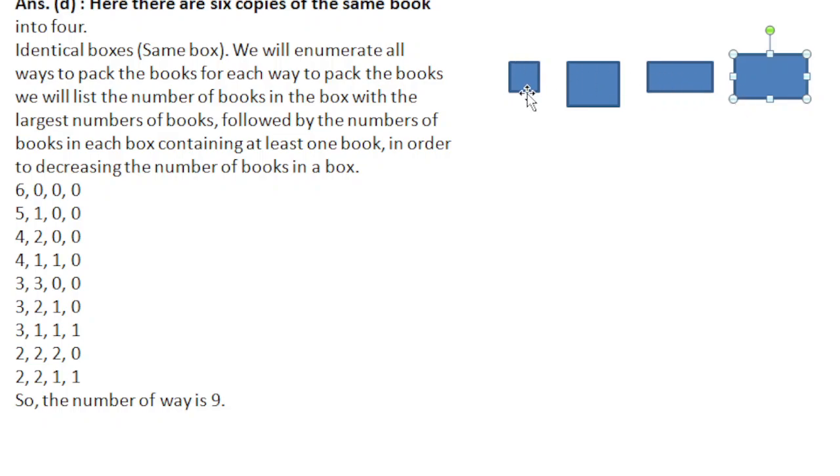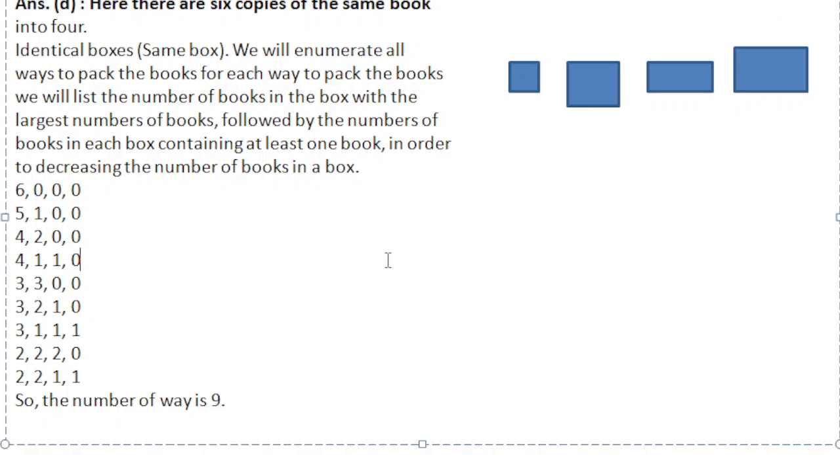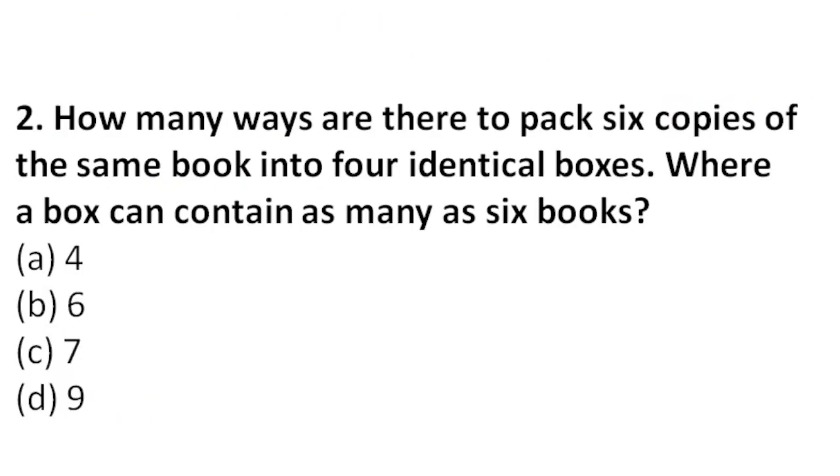We can't split the six. Next step, what can we arrange? The five with the one. If we are putting five maximum in one box, then the remaining one book we can put in another box. Again, we are putting four maximum in one box, and the next two we can put in one box. Likewise, these nine ways we can arrange. This is the second question. The second question answer is nine ways we can arrange the six identical copies of a book.